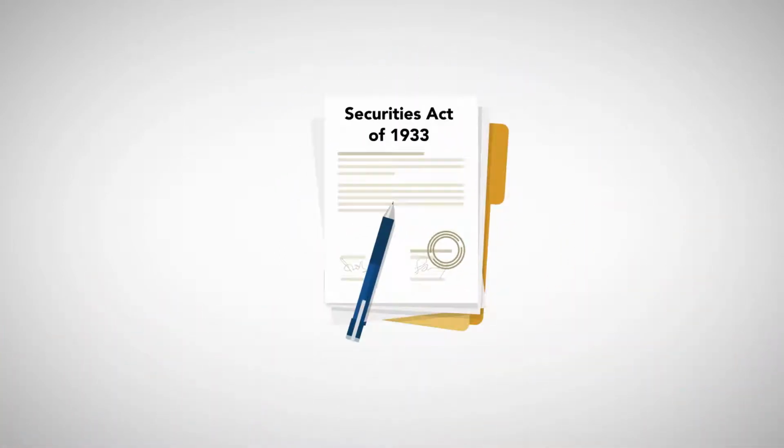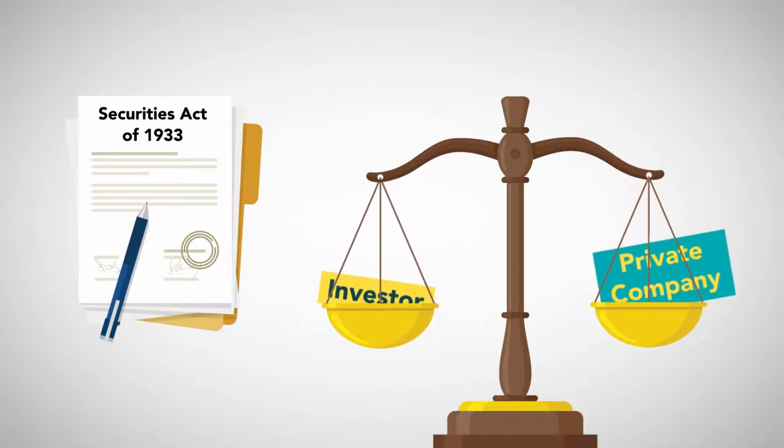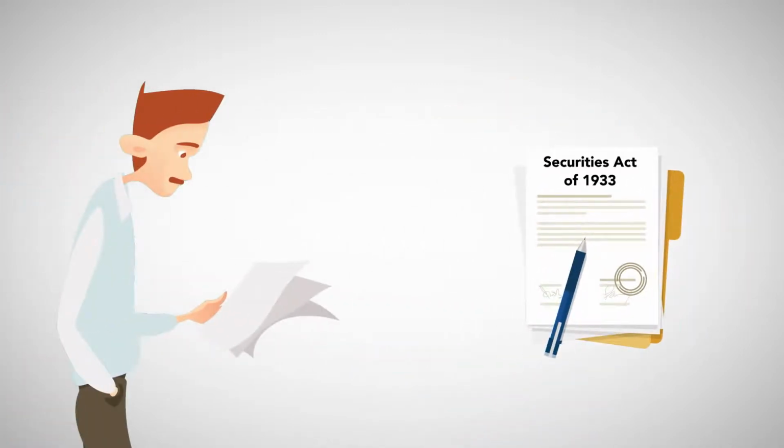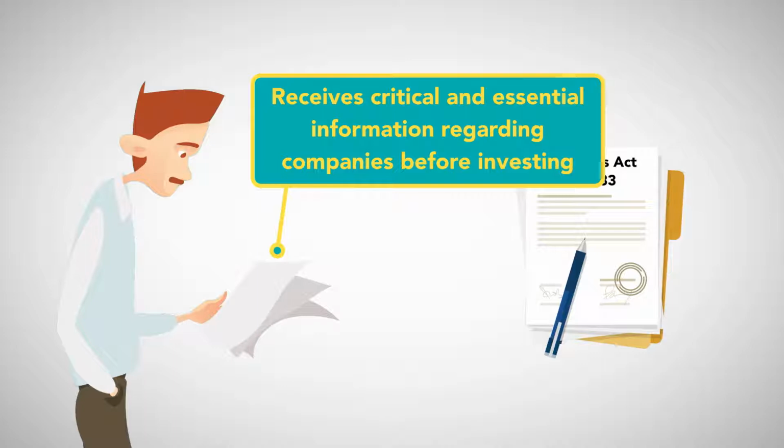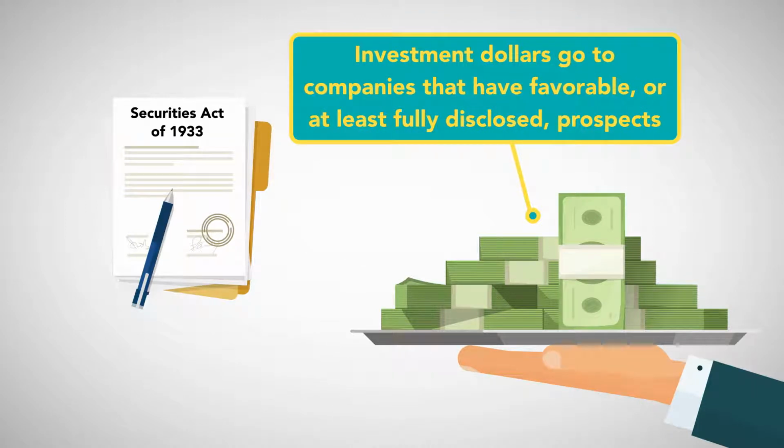Lawmakers designed the Securities Act of 1933 to balance investor and private company needs. First, the law seeks to ensure that an investor receives critical and essential information regarding companies before investing. And second, to make certain that investment dollars go to companies that have favorable or at least fully disclosed prospects.